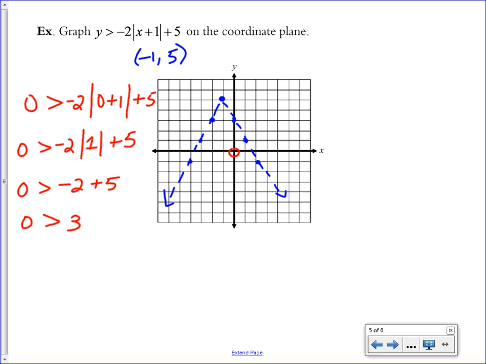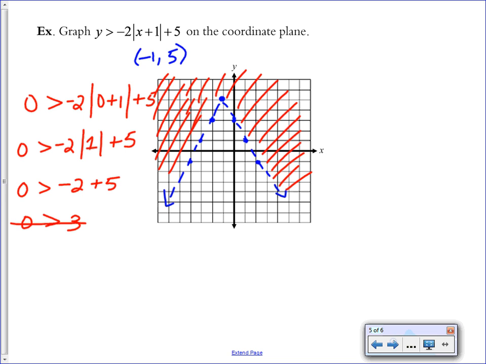Well, 0 is not greater than 3. That is a false statement. And therefore, the point 0, 0 is not one of the solutions to this inequality. And that means I need to not shade the points inside. I need to shade all the points that are outside of this V. And this one can look a little bit funny, because the solution includes every point that's out here, and not the points that are underneath or inside of the V. Okay? I erase my little circle around 0, 0 since that did not work, and that's a graph of this solution set. That is all.